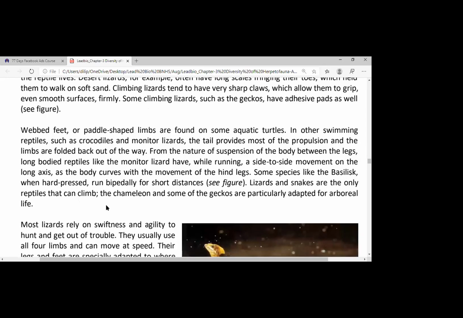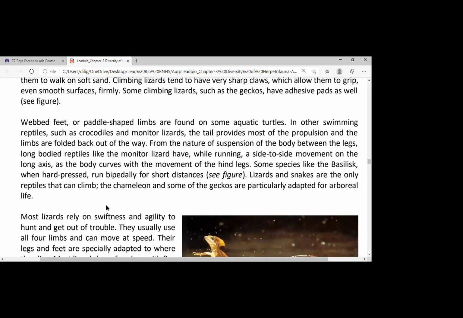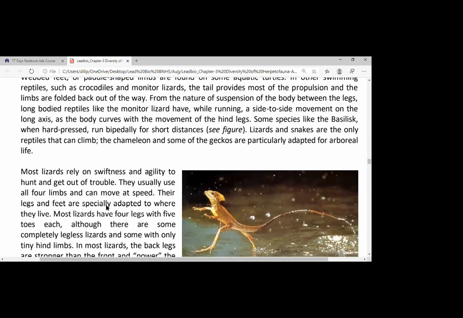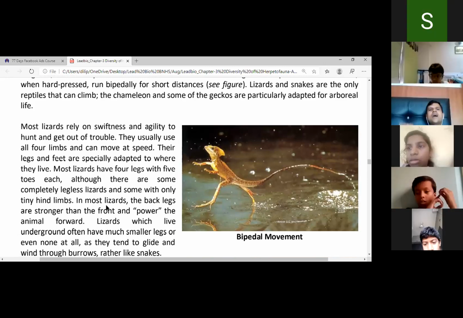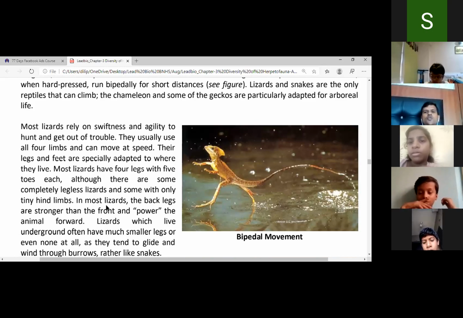Now there are some lizards which can walk on two legs like humans. This one. Can you see this? Yeah. Some lizards can walk on water. They are not actually walking on water, but they are using their flaps to do fast movement over water. And in that case, they use only two of their legs.